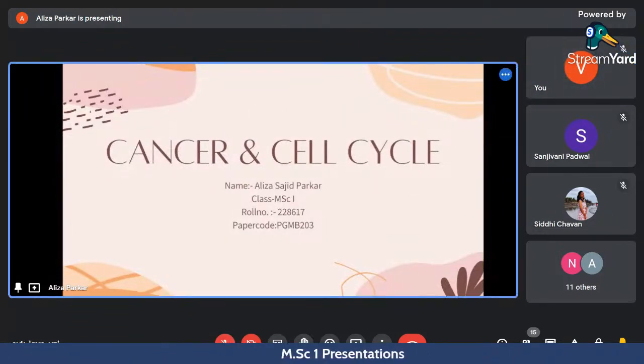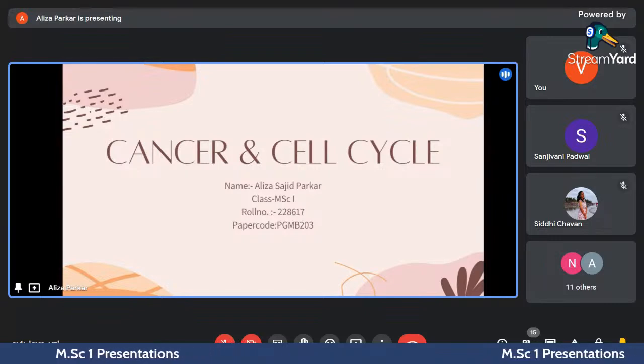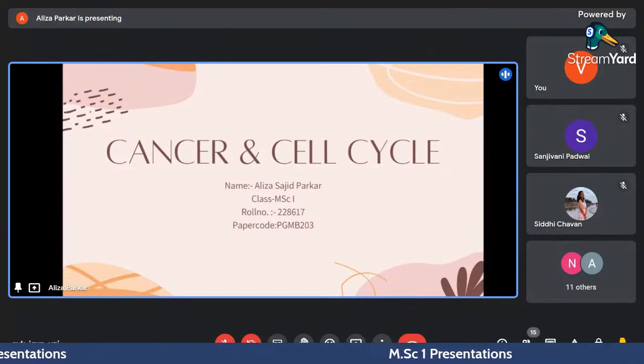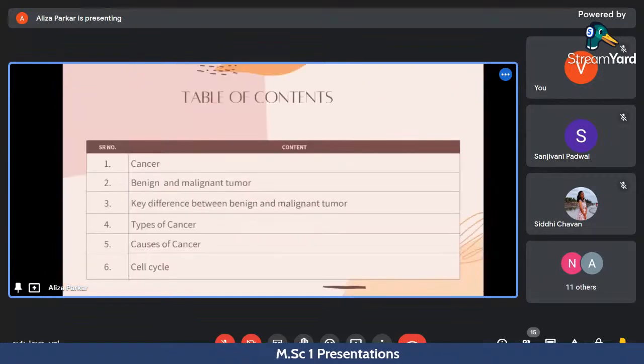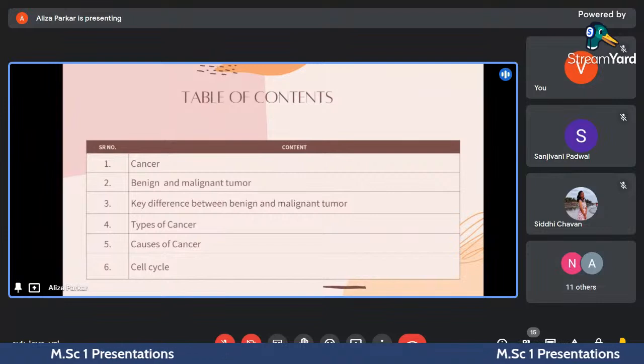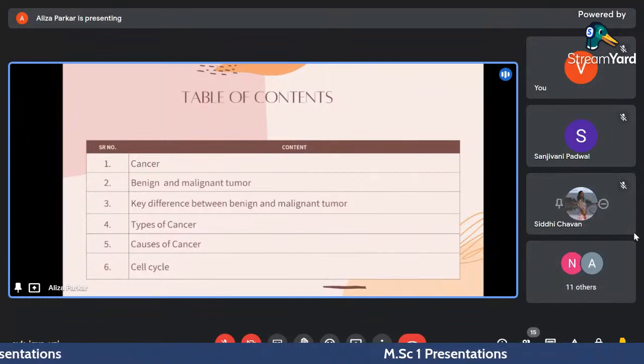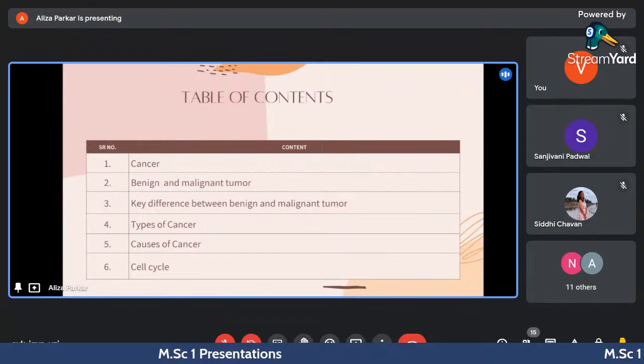Good evening, everyone. Myself, Aliza Parkar, and my topic for today's presentation is cancer and the cell cycle. These are the table of contents. We're going to talk about cancer, benign and malignant tumors, key differences between benign and malignant tumors, types of cancer, causes of cancer, and the cell cycle.